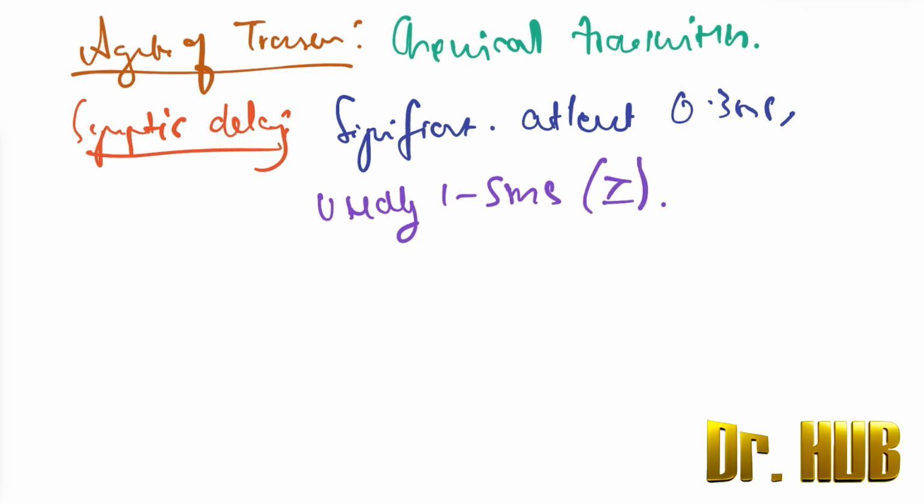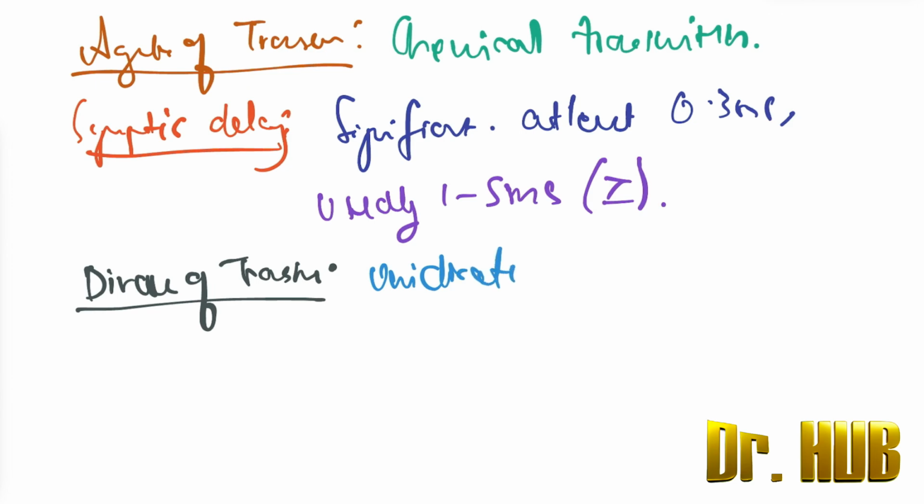Next we look at the direction of transmission. The direction of transmission is going to be unidirectional. This is all in the chemical synapse.